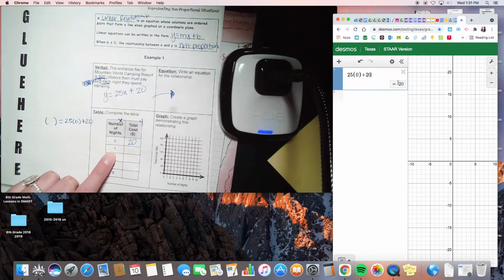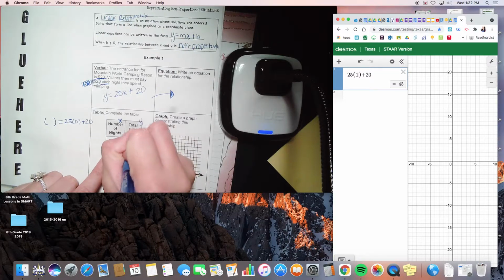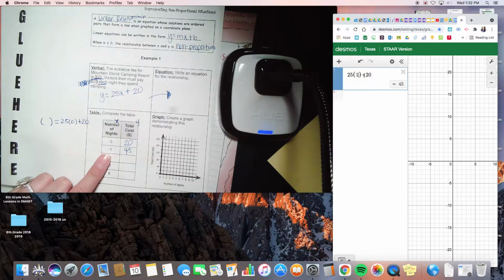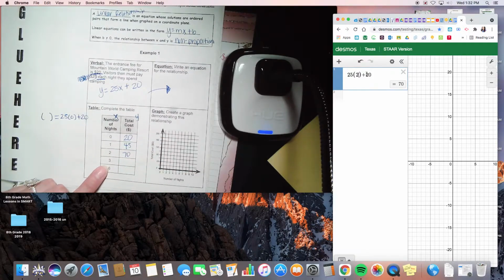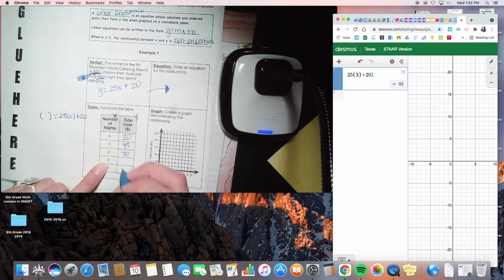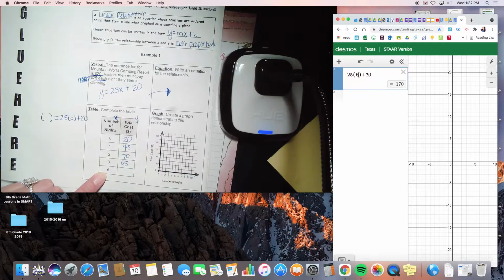So now I'm going to do the same thing, but I'm going to change it to a 1. It's going to give me 45. So that just means 25 times 1 plus 20 gives me 45. If I stay 2 nights, I'm going to do 25 times 2 and still add that entrance fee, which is 20, so 70. And I'm just changing it each time. So now it's for 3 nights. I'm going to do 25 times 3. Add 20, gives me 95, and then 6 nights, 170.